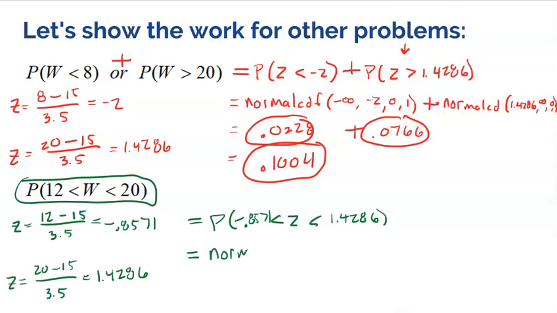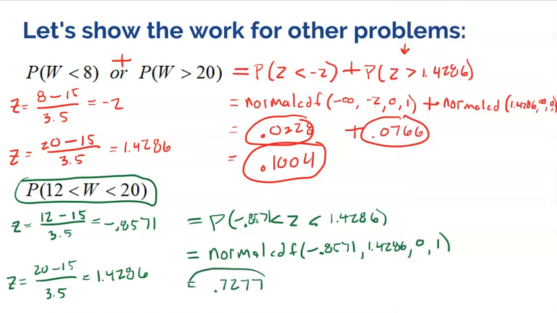But I'm requiring that on your paper you show me normalcdf. And you're going to go from a lower point, negative 0.8571, to an upper value of 1.4286, using a mean and a generic standard deviation of 0 and 1. And of course, the answer we just got was 0.7277. So there's a 72.77% probability that it takes Josh between 12 and 20 minutes to wash his car. Okay, so now you know exactly what you have to show, and I hope you remember how easy it can be, but I'm really asking that you show this work here to get these answers.